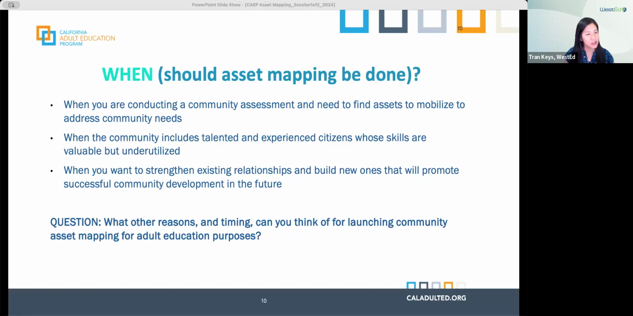So we have a question here. Is there anything you feel we're missing from this slide? What other reasons and timing can you think of for launching an asset mapping, in particular in your space, adult education? We're opening this up to the participants, so feel free to just come right off of mute. And there's a low-hanging fruit answer here.